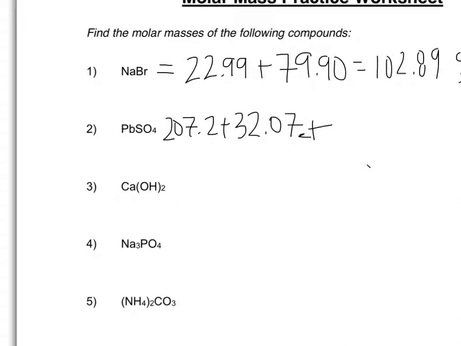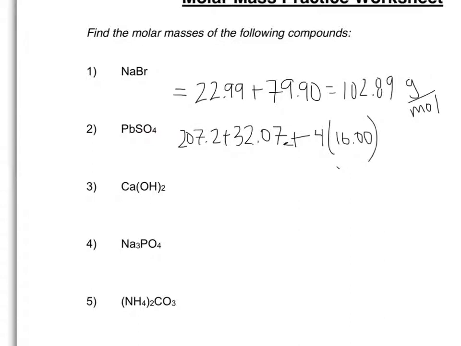Next is O4. So this means we have 4 oxygen atoms. So watch the way I write this. 4 times whatever the molar mass of oxygen is. So 15.999, which would round to 16.00. We're using 2 decimal places.